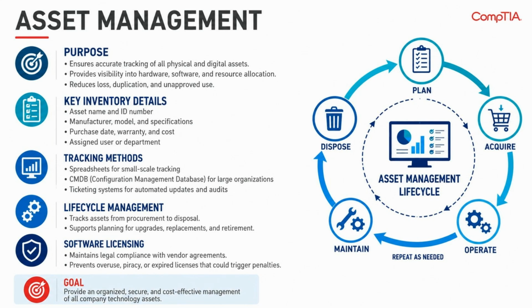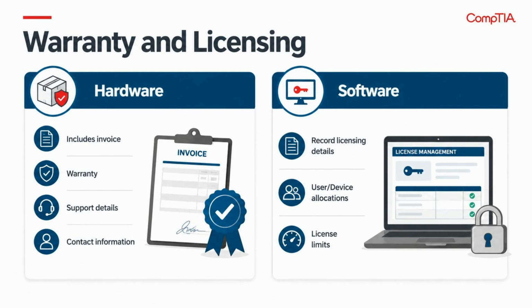Lifecycle management tracks assets from procurement to disposal. Software licensing maintains legal compliance with vendor agreements, preventing overuse, piracy, or expired licenses. For hardware, keep the invoice, warranty, and support details along with contact information. For software, record licensing details, user or device allocations, and any usage limits. Both categories need to stay current and accessible for audits and support requests.